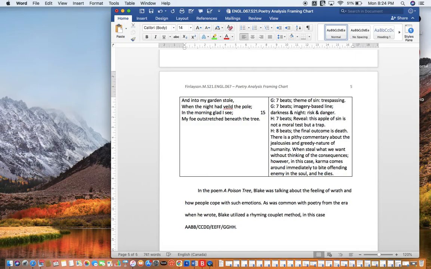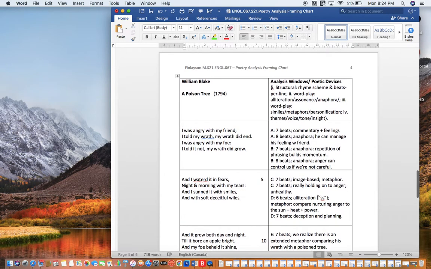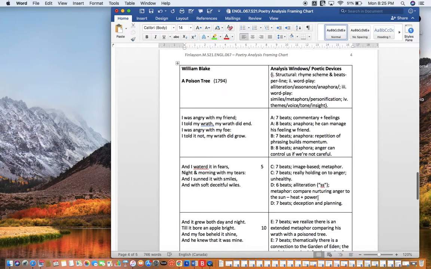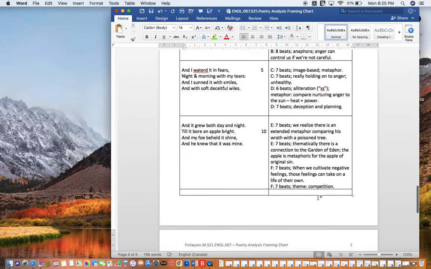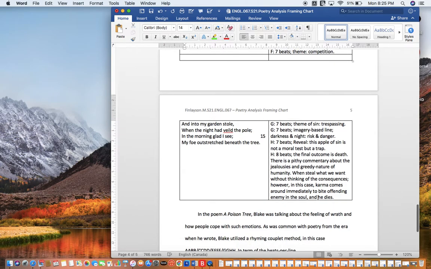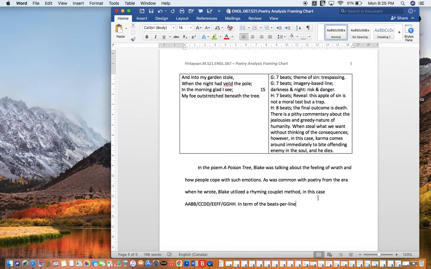Good. Then we move to our next consideration in terms of the beats per line. You can see that by setting up our framework chart for our analysis, we've really laid things out. So we know what the rhyme scheme is. We've done the work for that. We know how the beats per line are organized and how there is both adherence and deviance from a central chosen number, right? So we do have a lot of the work already set up.